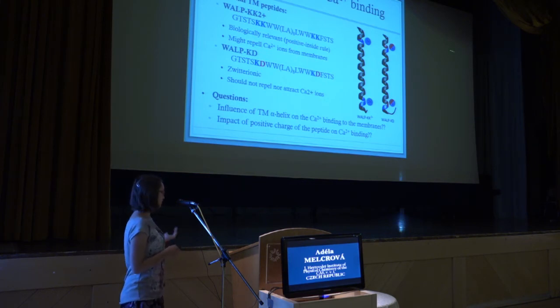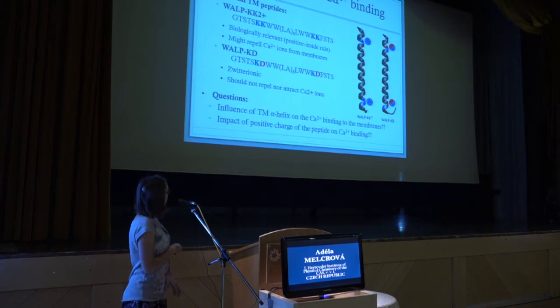We expected that this positive charge might repel calcium ions and thus reduce the affinity of the membrane for the ions. And then we have a zwitterionic peptide with lysine and aspartic acid at each end, and this one should not attract or repel calcium ions. We raised these questions: what is the influence of transmembrane alpha helices on the calcium binding, and is there an impact of the positive charge of the peptide on the binding of calcium ions.